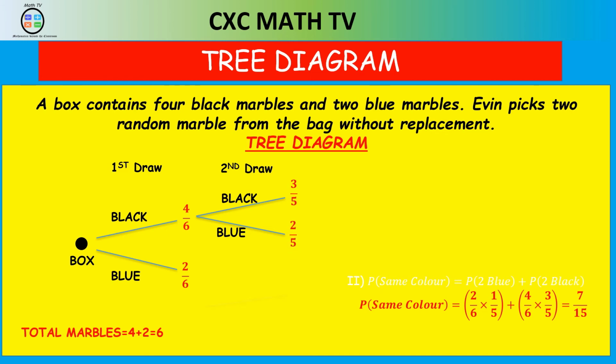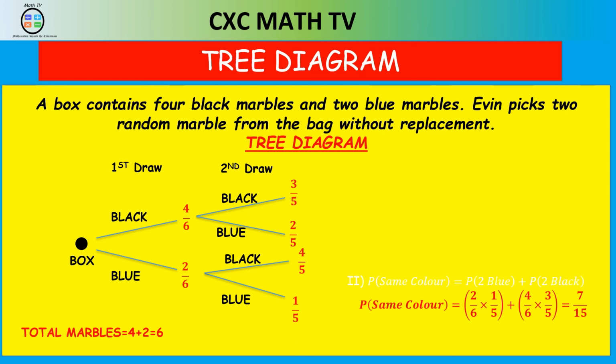Now what if we draw the blue one first? If we drew the blue marble on the first draw, then on the second draw we still have 5 marbles, but now we only have 1 blue marble left. So the probability of getting a blue on the second draw is 1 out of 5. And the probability of getting a black on the second draw is 4 out of 5.